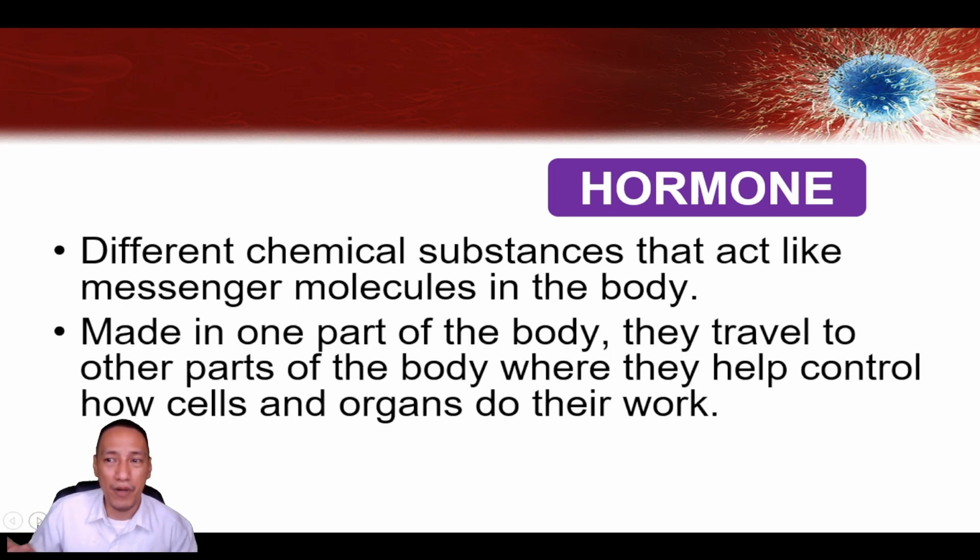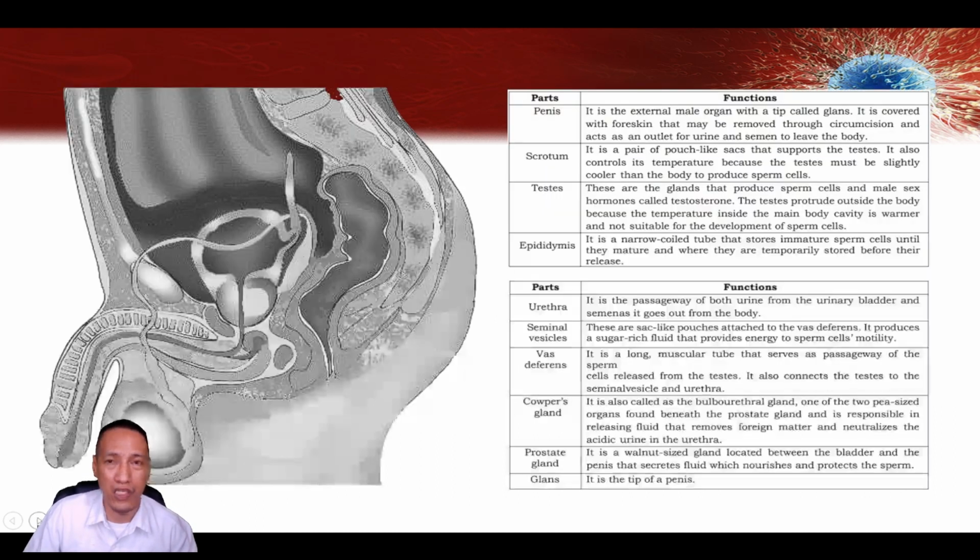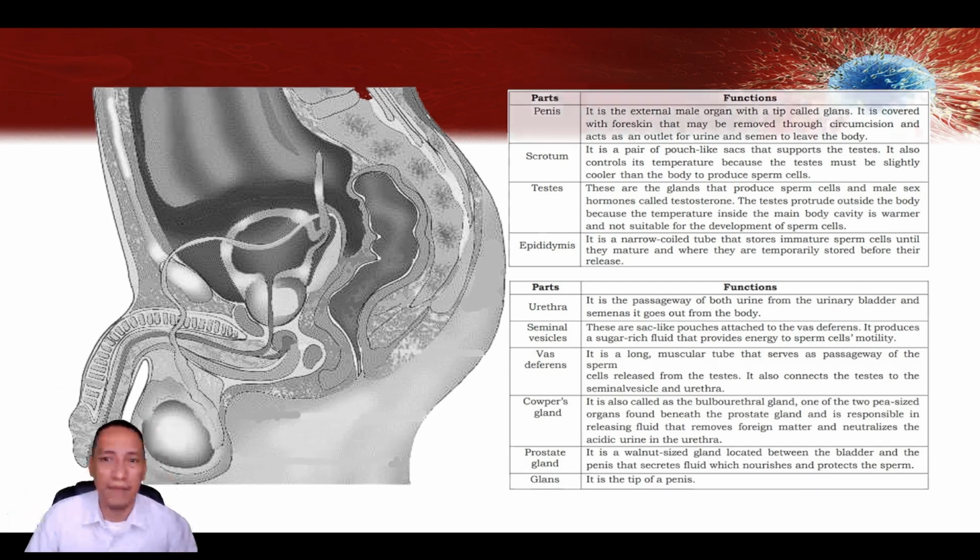Made in one part of the body, they travel to other parts of the body where they help control how cells and organs do their work. Yun nga yung sinabi ko kanina, na sila yung nagsasabi kung anong gagawin ng mga cells sa katawan natin. Okay, dun sa regular module natin ay merong ganito, isang illustration ng male reproductive system na side view and also yung mga parts and functions. But don't you worry, alam ko maliit yan sa screen ninyo, kaya nga pag-aaralan natin sila ng hiwa-hiwalay.